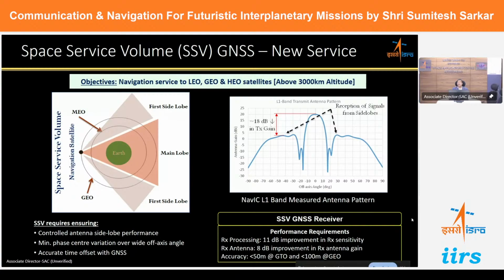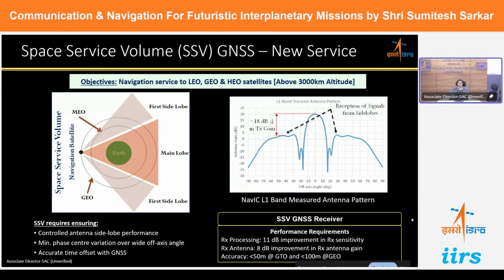GSO orbit. Now, if you see this antenna pattern through which the signal is transmitted, it has a main lobe and some side lobes also. That is the natural behavior of any antenna. So what happens beyond the surface of the Earth? It is the signal which is transmitted through these side lobes. This can be received from a far away distance, which will not be obstructed by Earth. The main lobe gets obstructed, but the side lobe remains as it is.